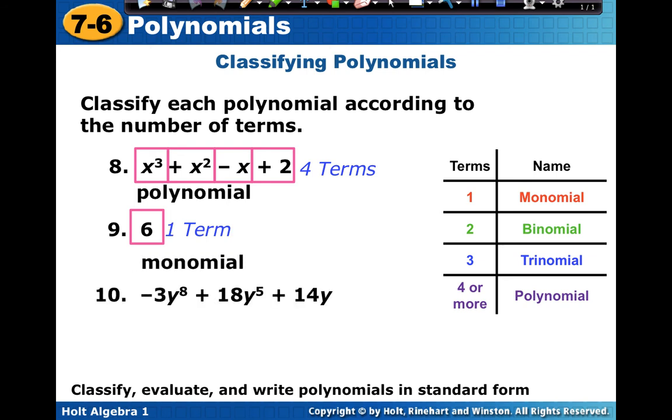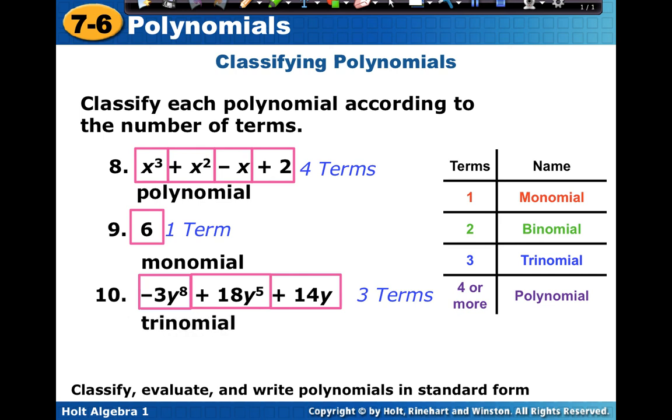All right, number 10, you have negative 3y to the 8th plus 18y to the 5th plus 14y. Copy that down and again, see if you can figure out which one it is. You have 3 different terms being added or subtracted. So that tells us that it is, in fact, a trinomial. And again, think about the word tri, like tricycle. It has 3 wheels, 3 terms. That's a really easy way to remember this. And like we said, it really is that simple. That's the last of those examples. Make sure you have those down with the words before we move on.